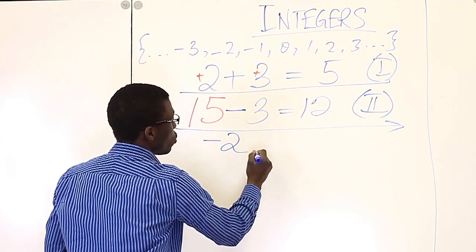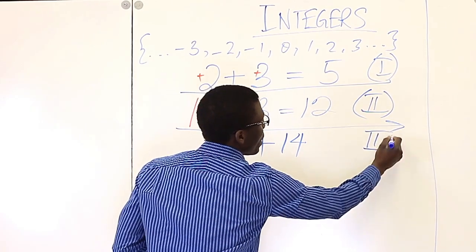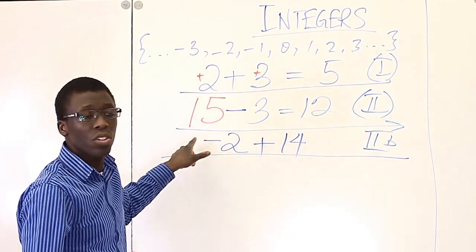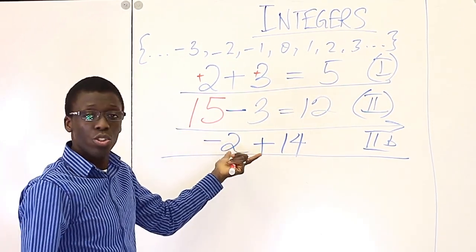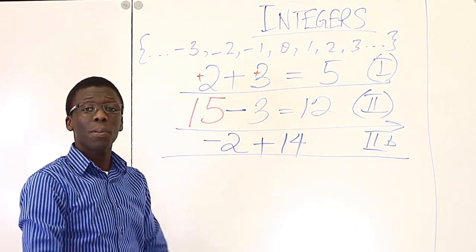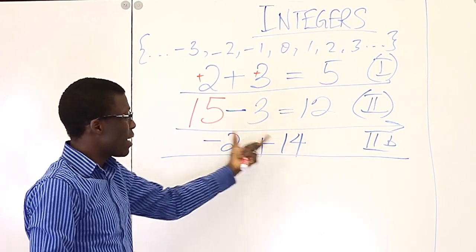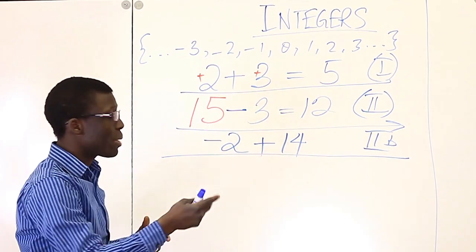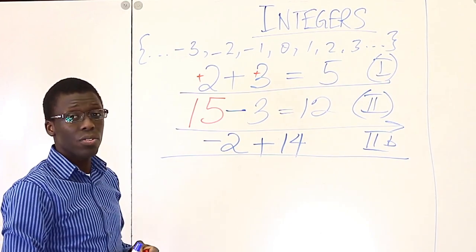You have negative 2 plus 14. Category 2b. In this category, all you need to do is move the 14 to the front, and it becomes the same thing as category 2: 14 minus 2. The reason you can move the 14 to the front is because of the commutative property of addition. We're adding this to that, and we can move this over to the front. So whether you do 14 minus 2 or negative 2 plus 14, you will still get the same answer.